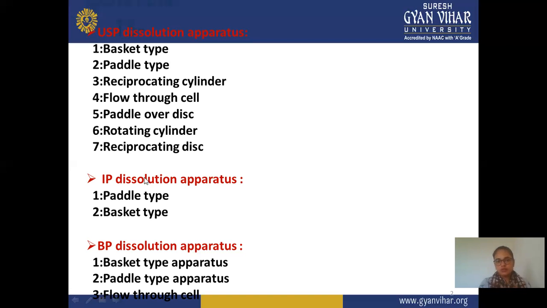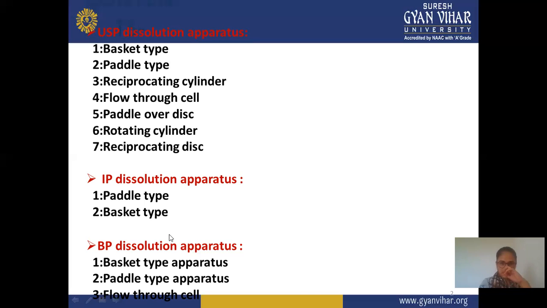Next is the IP dissolution apparatus. In IP, there are only 2 types of dissolution apparatus, paddle and basket. This is also in USP, but it's just opposite. In USP, the first type is basket, but in IP the basket is the second type, and paddle is the second type in USP, but in IP it's the first type. In USP first is basket and second is paddle, but in IP first is paddle and second is basket type.